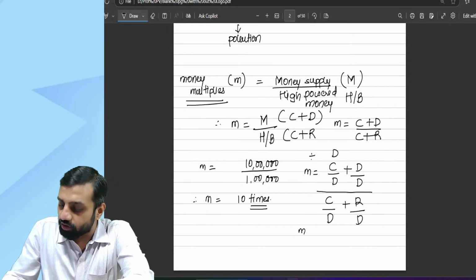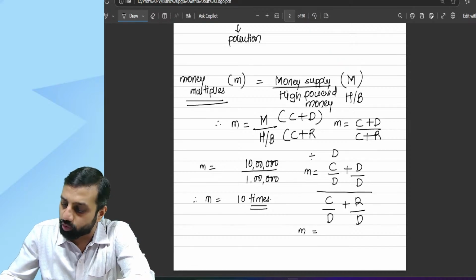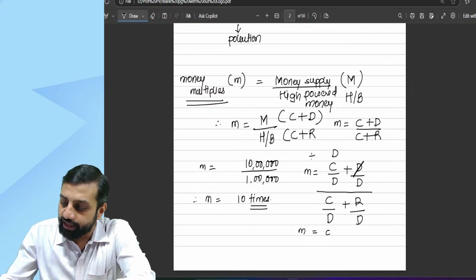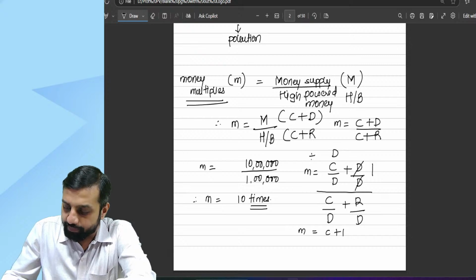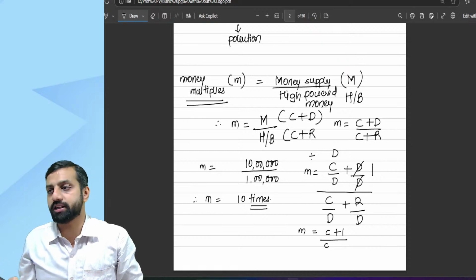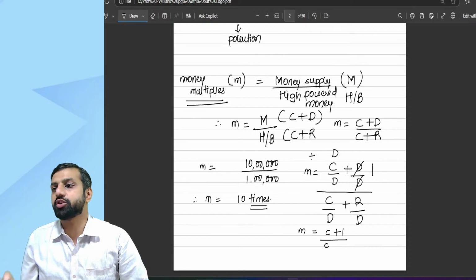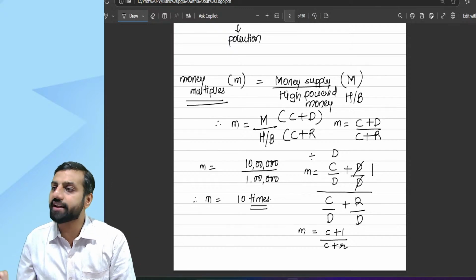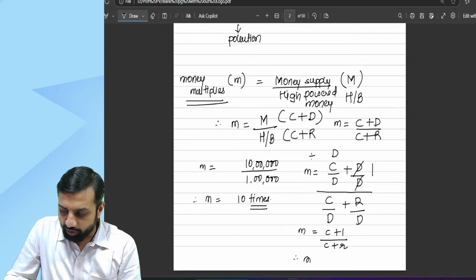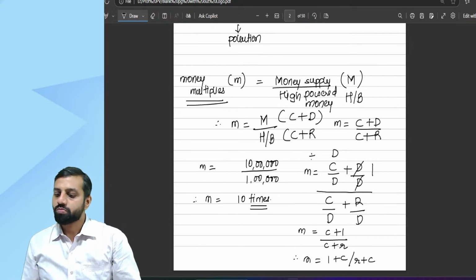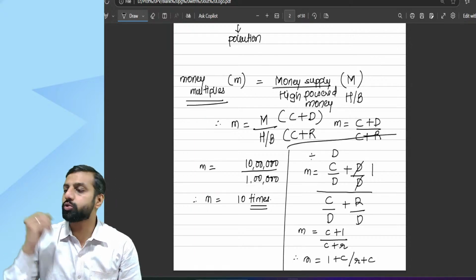So if you have studied this concept, you might realize that C upon D is nothing else but the currency to deposit ratio. D and D will get cancelled. So C upon D is the ratio of currency to deposit. So currency deposit ratio is denoted by small c, plus R upon D is R. Therefore, the formula for money multiplier will become 1 plus c upon R plus c. Are we clear with this part as well, Surya?